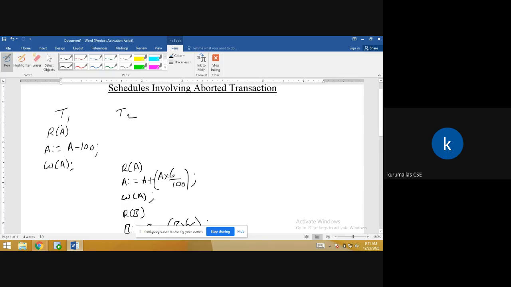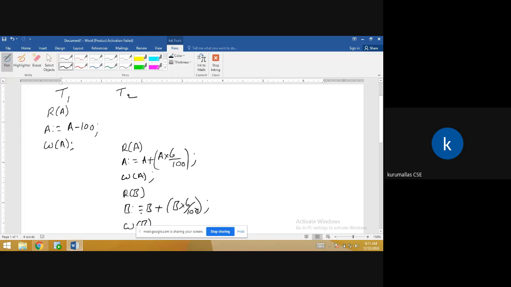So look here, we have two transactions, T1 and T2. T1 decrements 100 rupees from account A, and immediately, before committing it, the T2 starts. T2 reads the current value of accounts A and B, and adds 6% interest to each account, A account and B account, then commits.